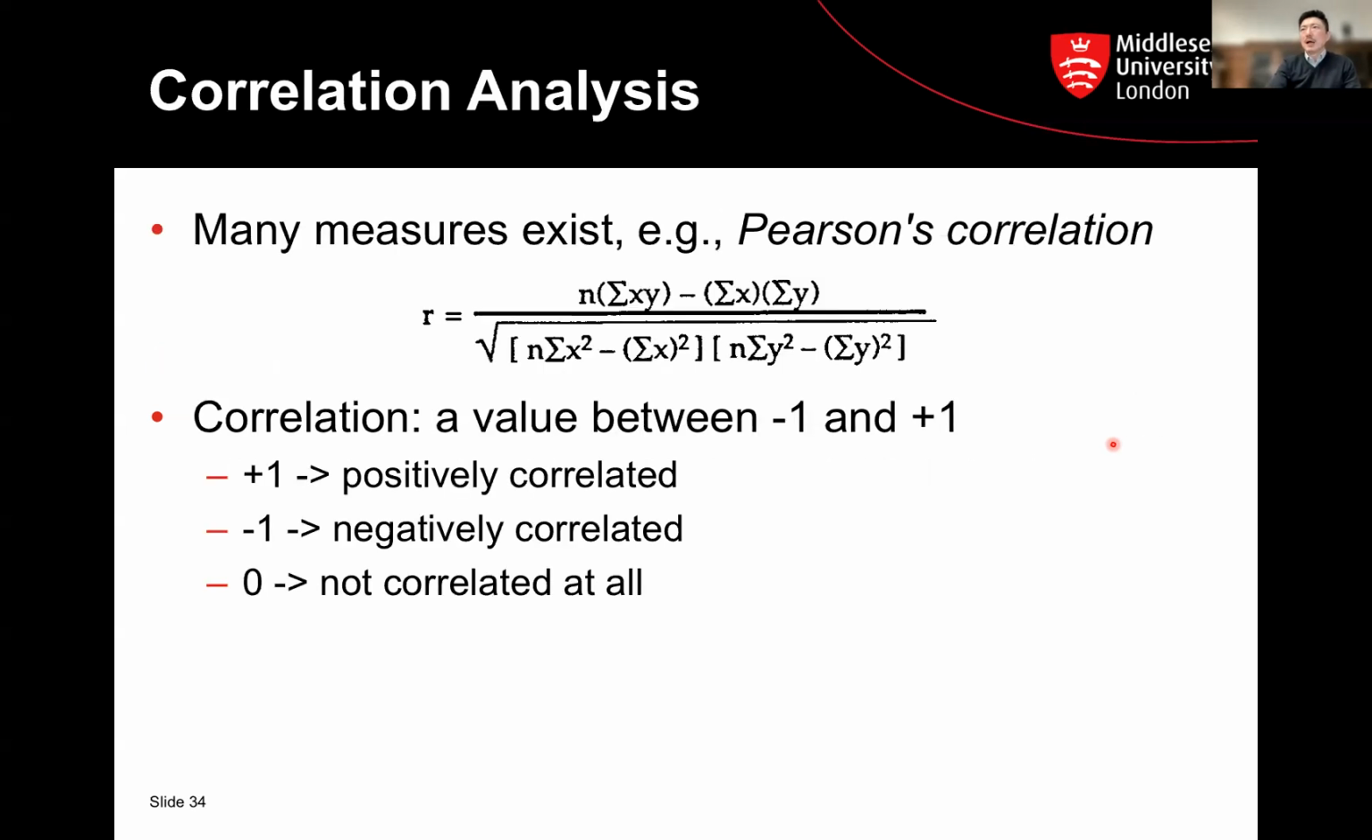Okay, and this is the Pearson's correlation. I'm not going to go through the formula now, but it gives you a value between -1 and +1. +1 is 100% positively correlated, -1 is 100% negatively correlated, and 0 is not correlated at all. The actual value is usually between -1 and 1.